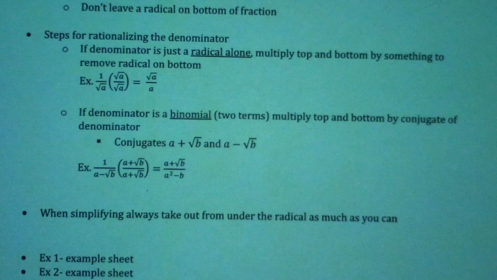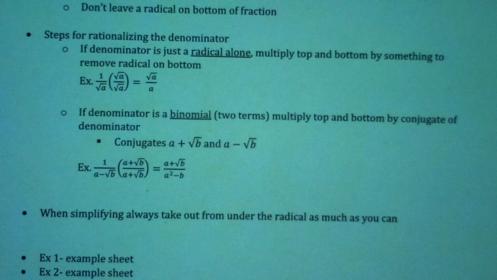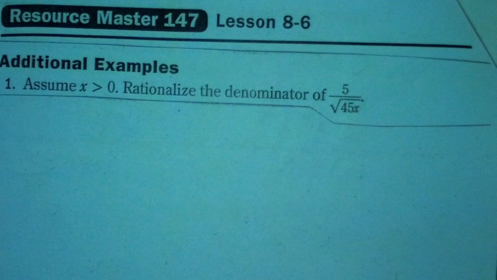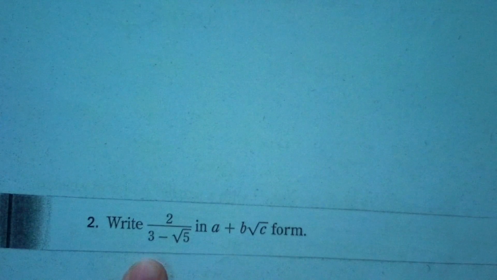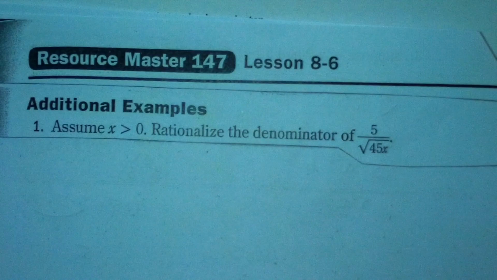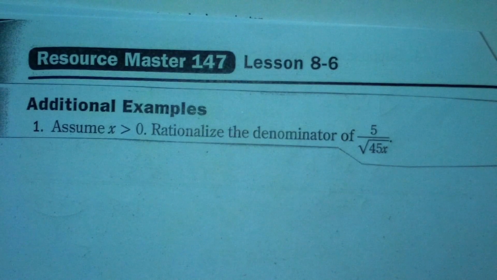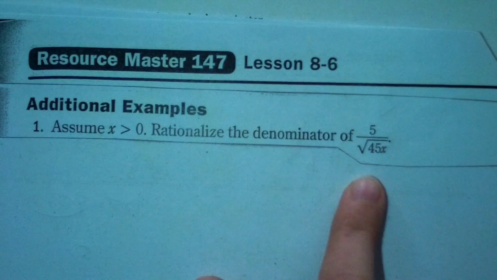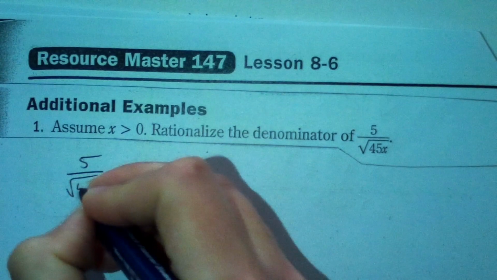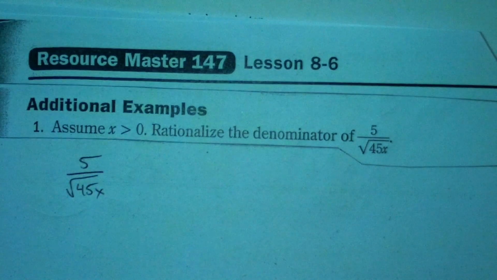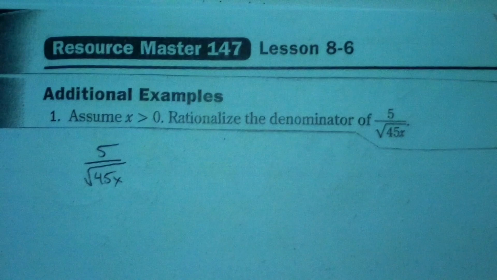Okay, let's take a look at our examples. There's one of each: one where it's just a regular square root, and one where it's an add-subtract one, so we'll do one of each. Here, assume a is greater than 0, so just a positive number, and we are supposed to rationalize the denominator. My first thought is that I have this fraction, 5 over the square root of 45x, and I want to follow what they did here. We had that square root on the bottom, and we multiplied by that same square root on the top and the bottom.